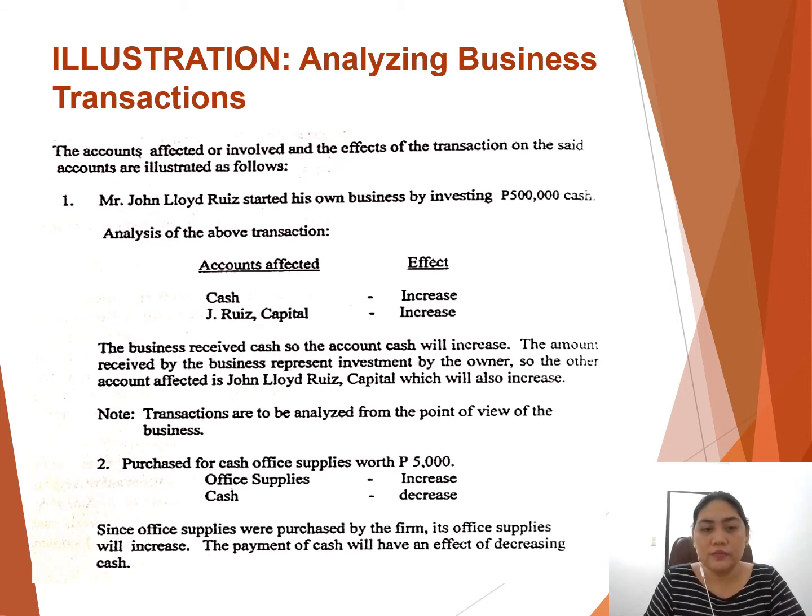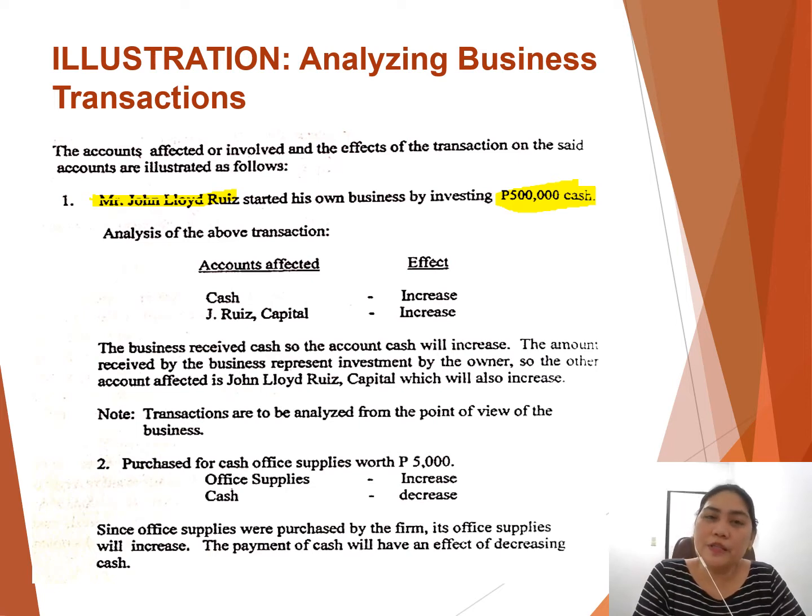It says here that Mr. John Lloyd started his business. How much did he invest? 500,000. What did he invest? Cash. Now, what is the first step? You need to identify which element is affected. Since he invested cash, the affected element is asset. What else? The other affected element there is the owner's equity.